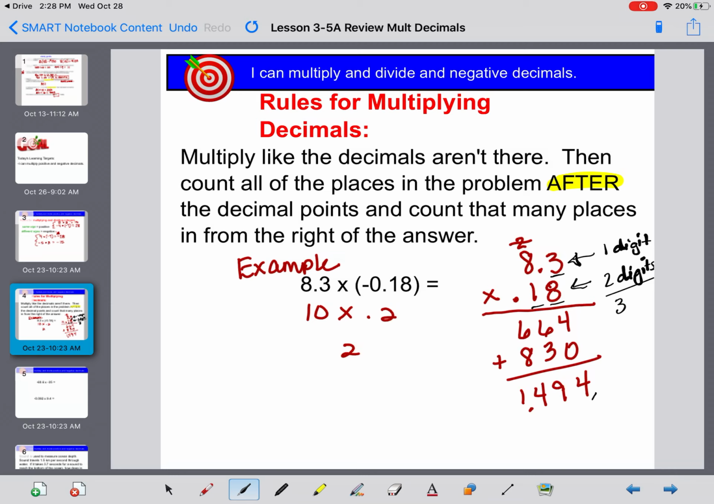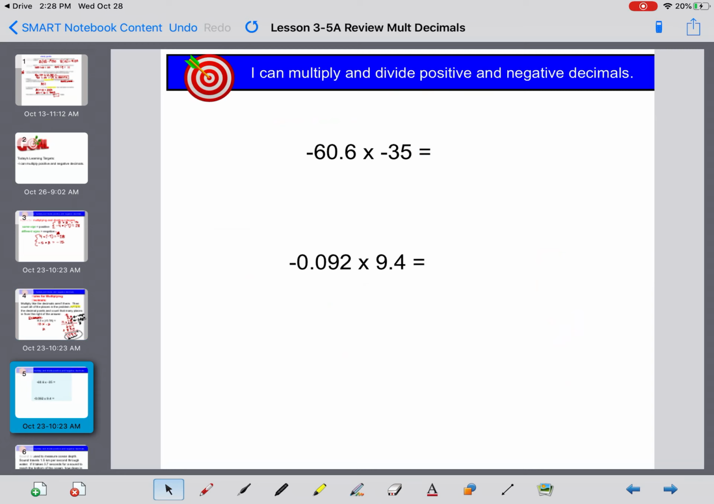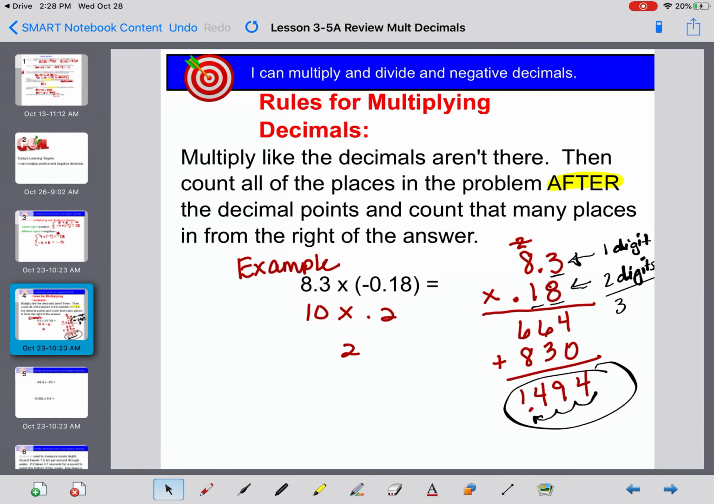Total of 3 places: 1, 2, 3 places. So both methods put my decimal point right after the 1, either by estimating or by following the rule of combining the number of digits after the decimal in the problem. Hopefully that's review.